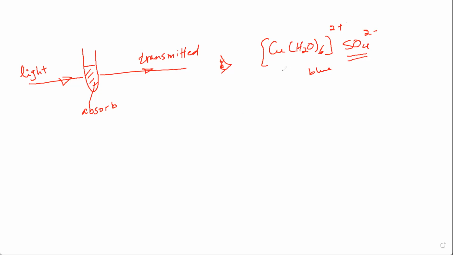Why do we see it as a blue color? And why do we see, for example, CuCl4 2- as yellow? This is blue and this is yellow. And we see other compounds, of course, each with a different color than the other.